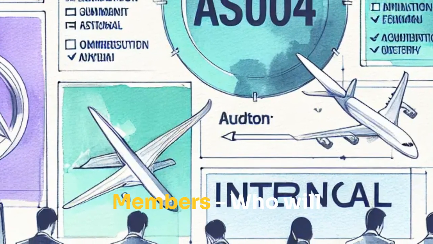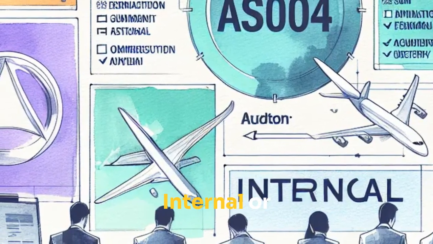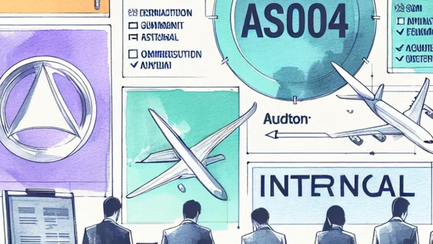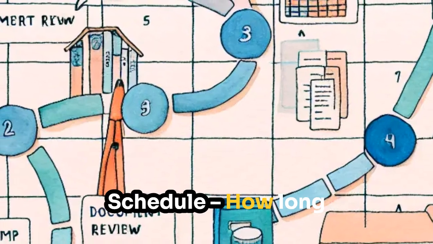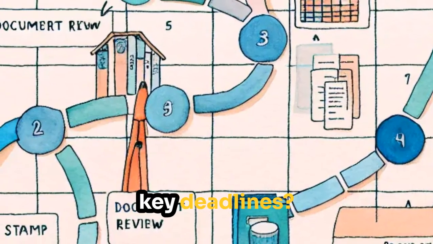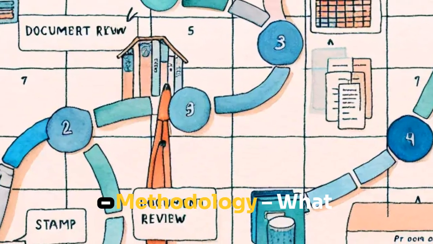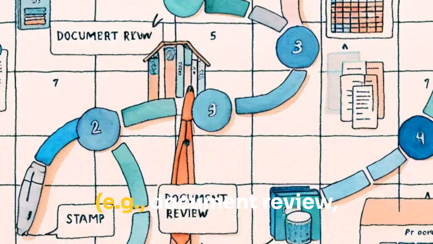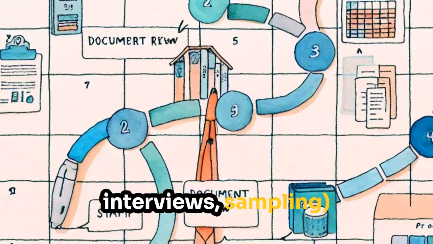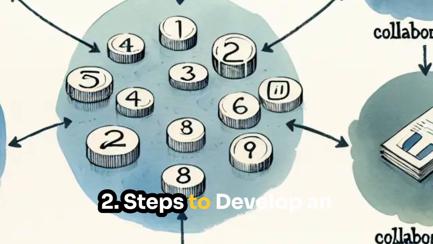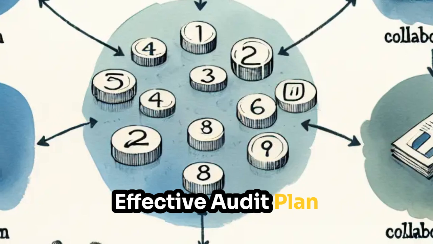Audit team members. Who will conduct the audit? Internal or external auditors. Timeline and schedule. How long will the audit take? What are the key deadlines? Methodology. What techniques will be used, e.g., document review, interviews, sampling.